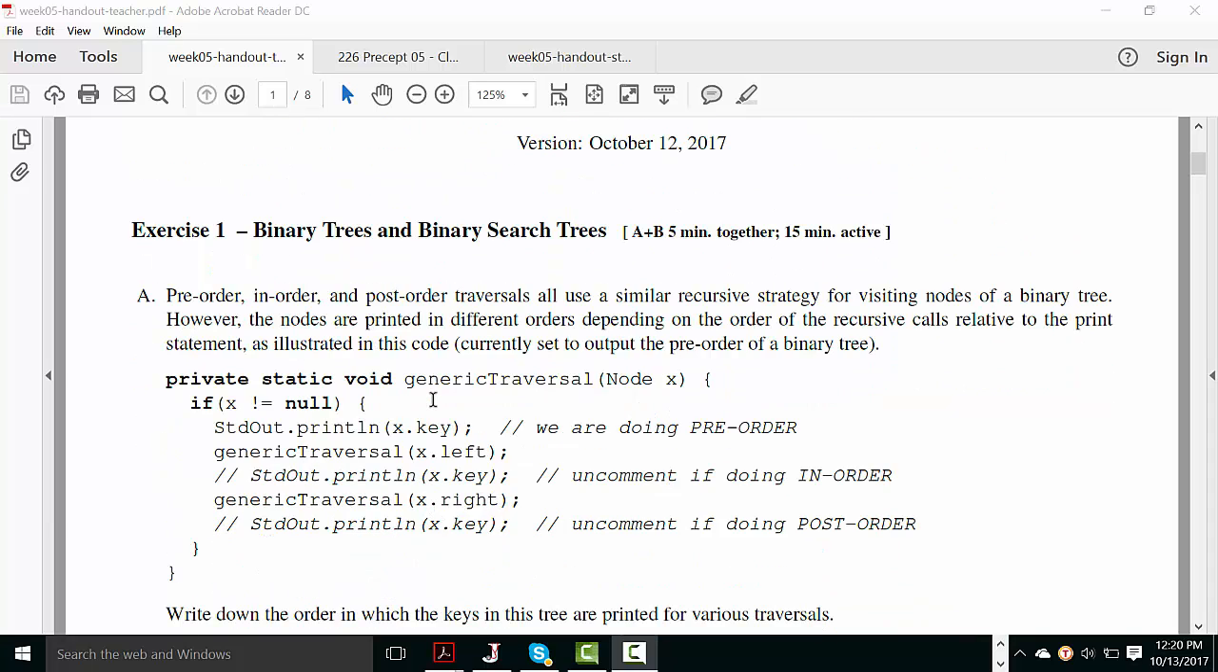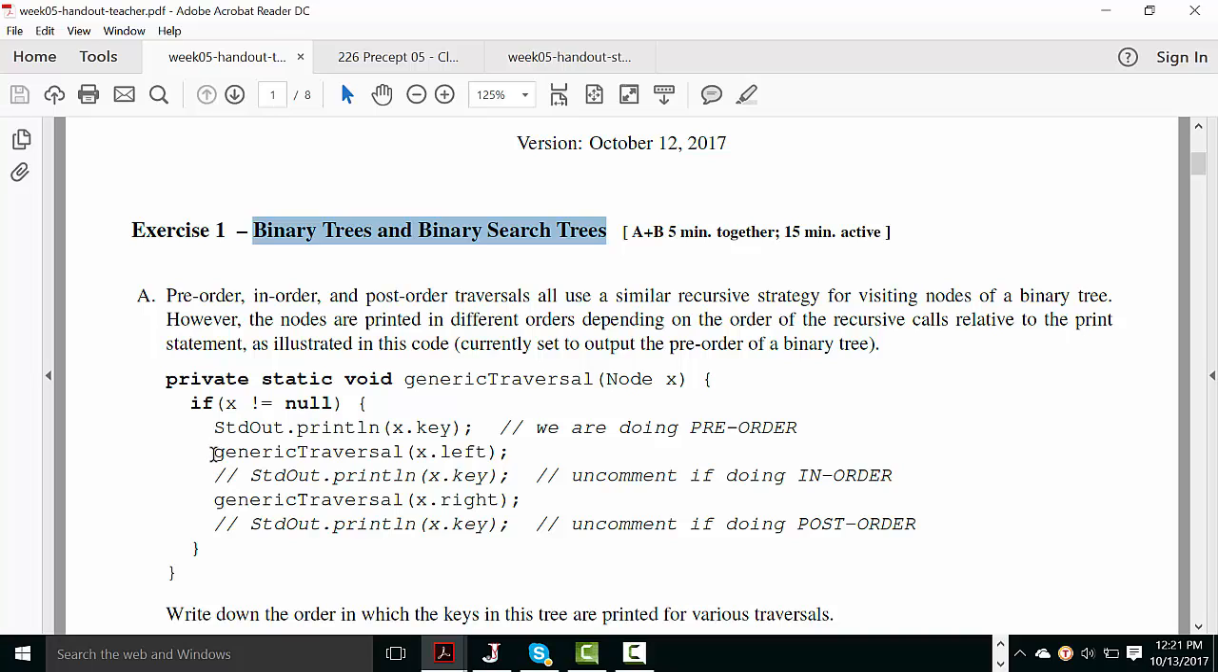Okay, so let's take a look at this precept of week 5. We talked about the first exercise, which is on binary trees and binary search trees. Few things to notice here. I think you have done in-order traversal in class.